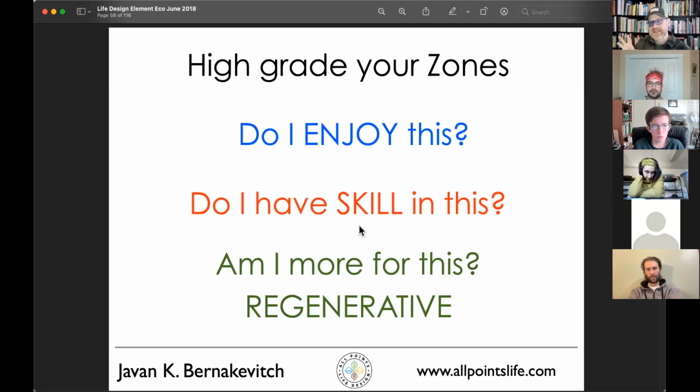Do I enjoy this aspect? And usually if it's in the fire list, it's a yes. Do I have skill in this? Maybe yes or no. And am I more for this?